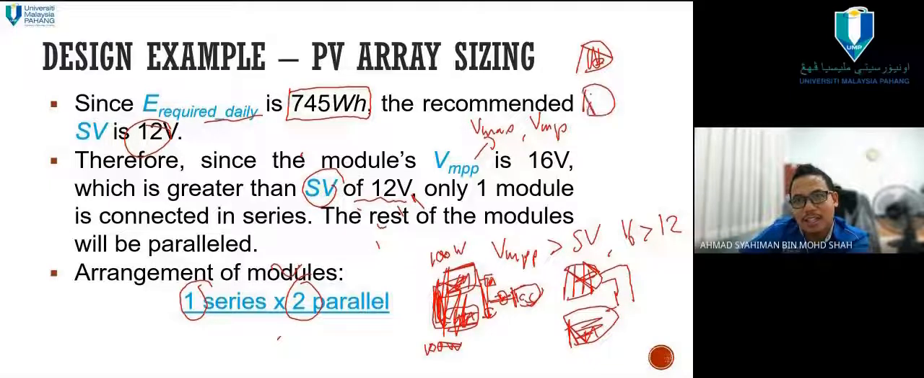Dia ada 2 wire sebenarnya, positif negatif. So yang ni akan sambung sini, ini pula akan sambung sini. So dia akan masuklah positif dan negatif tu tempat charge controller kan. Okay. So ni kira macam positif dan negatif.